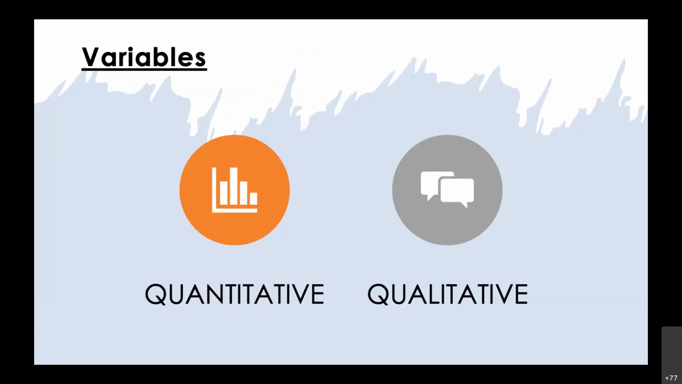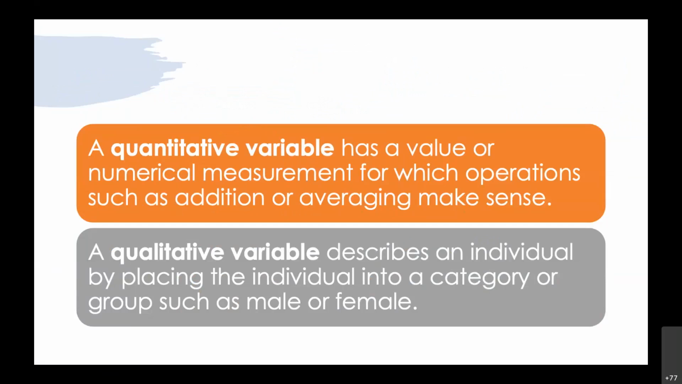So the quantitative, the orange one, has a value or numerical measurement that you can measure, by adding or averaging. It is like weight, all that can be measured. That is called quantitative. But qualitative, the quality of it, is the category, like you categorize as PVC1, PVC2, PVC3, the category that you categorize them.